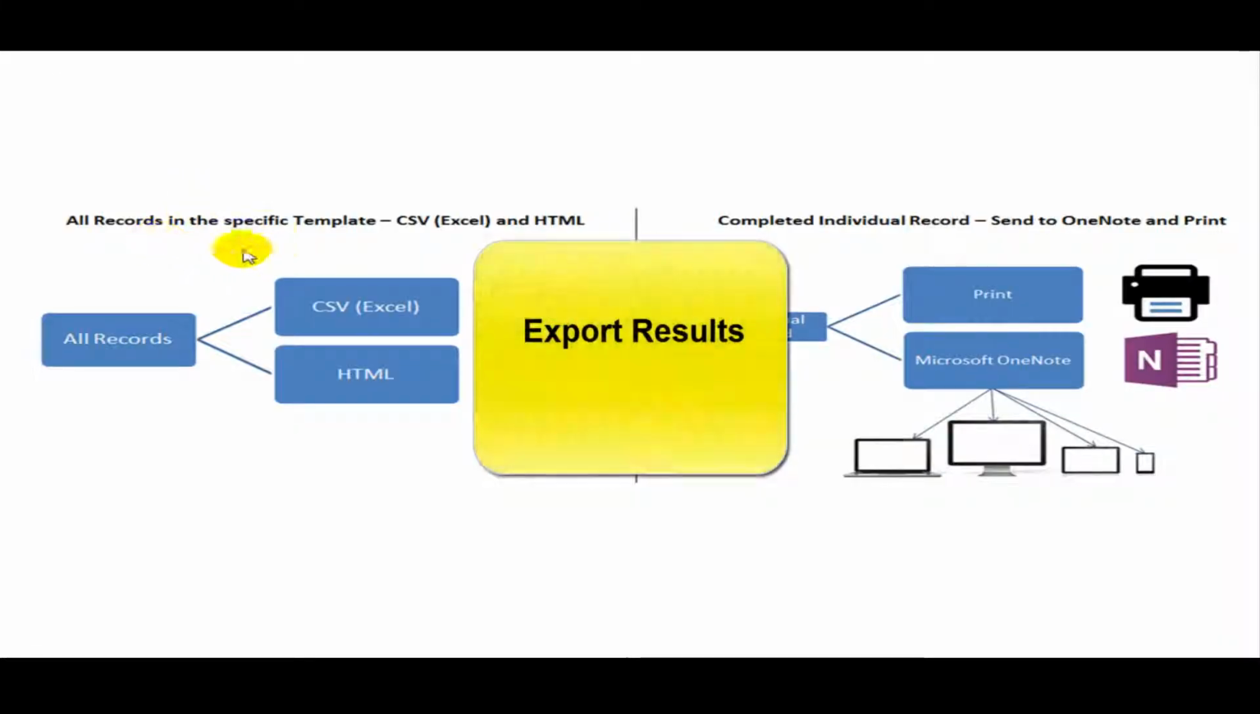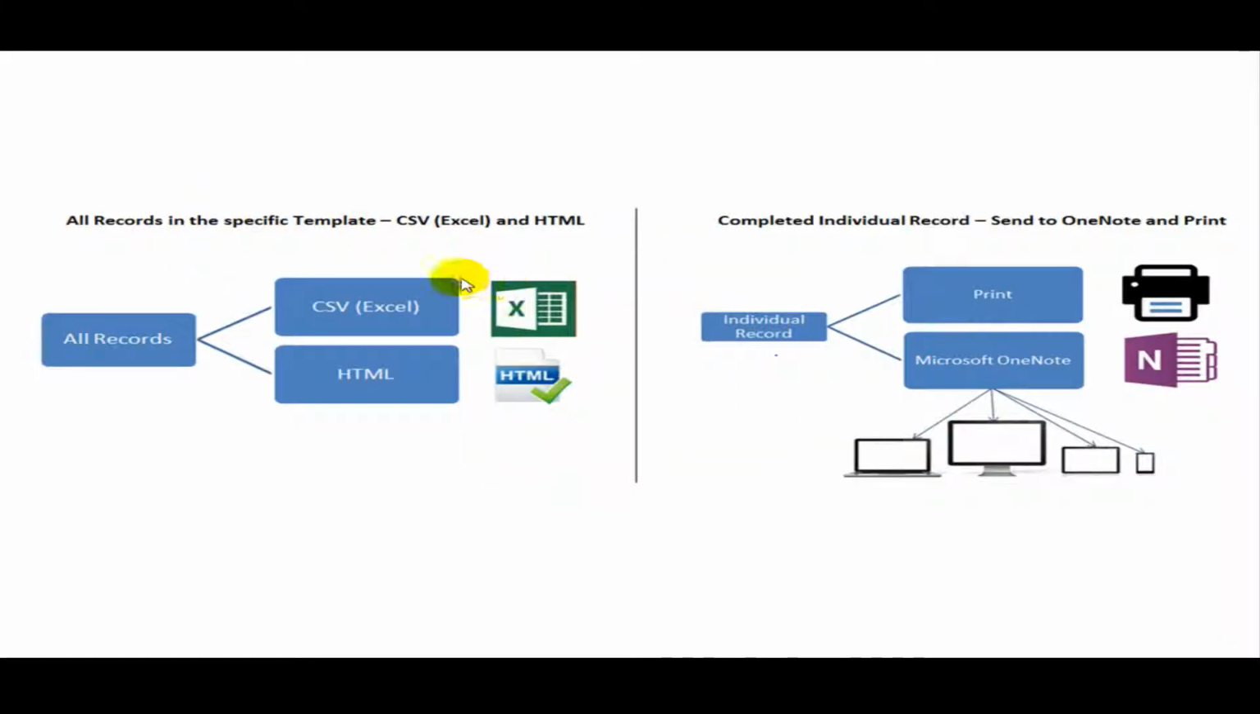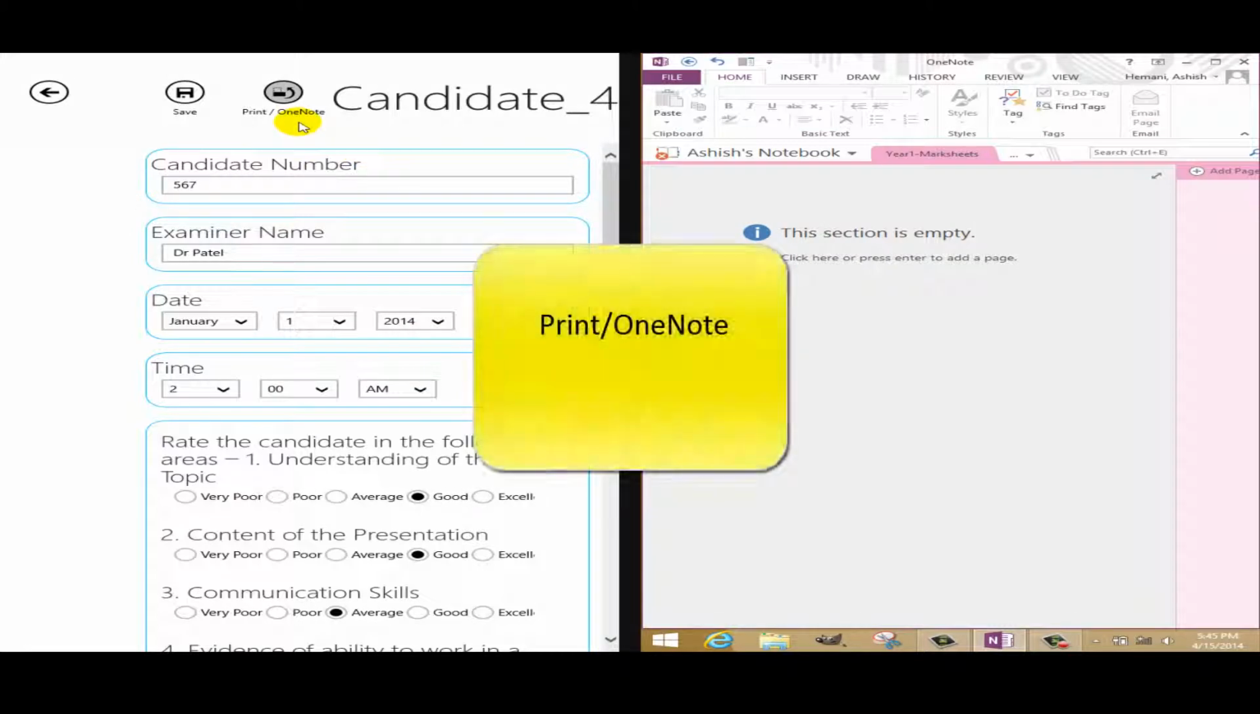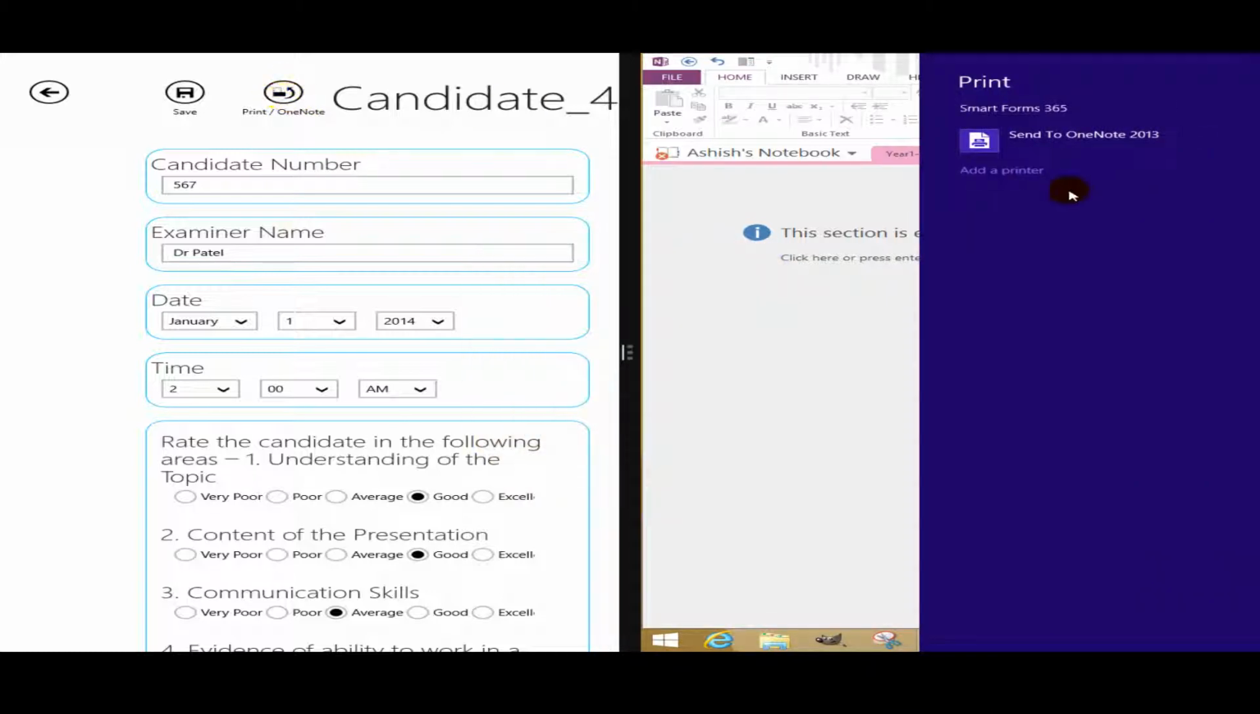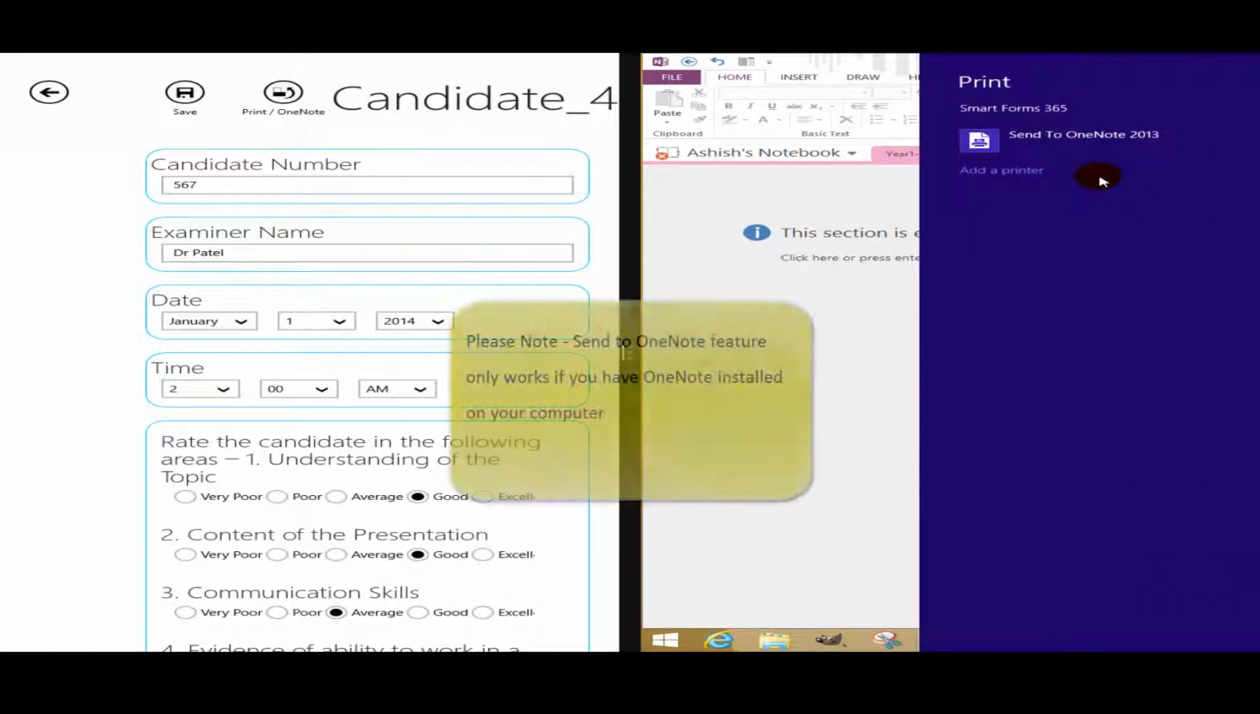All records in the specific template can be exported as a CSV, Excel or a HTML format, or the completed individual record can be sent to OneNote and print. To send to OneNote, select print or OneNote icon. Now you will see this icon. Please note, send to OneNote feature only works if you have OneNote installed on your computer.